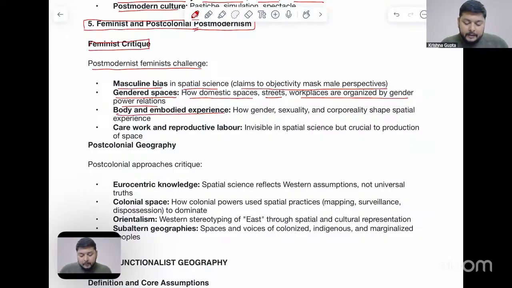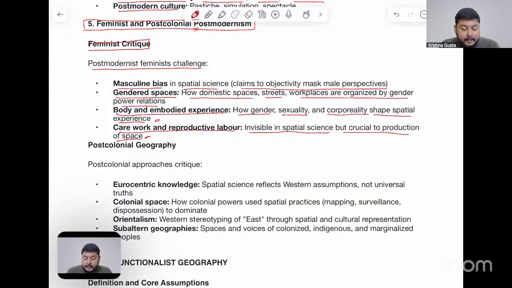Body and embodied experiences, how gender, sexuality, and corporeality shape spatial experiences, are also seen. Care work and reproductive labor, invisible in spatial science but crucial to the production of space, are not considered here. Therefore, feminists critique all these things, which are taken as an important part seen from the perspective of the development of women in society.